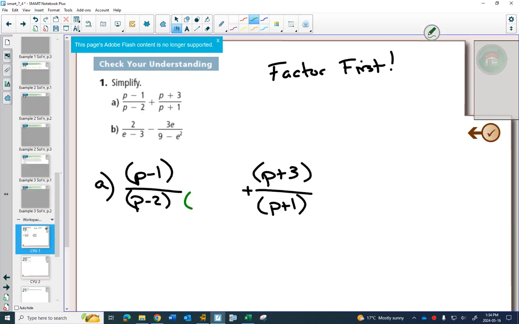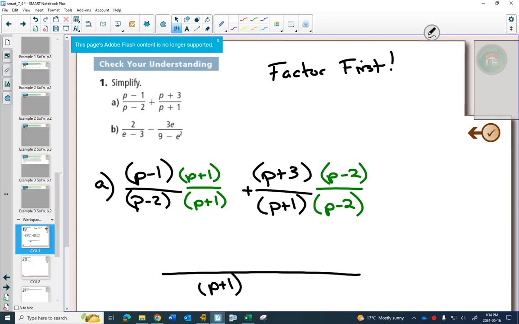Do you see that this one is missing a p plus 1? So we multiply top and bottom by p plus 1. And this one is missing the p minus 2, so we multiply by p minus 2. What do we get as a result? We have now a common denominator, and I'll leave it factored, of p plus 2 p minus 2. But in your numerator, we're going to simplify these. So p minus 1 and p plus 1 is the difference of squares. P squared minus 1. And p plus 3 times p minus 2, we can FOIL that out. And get p squared plus p minus 6.